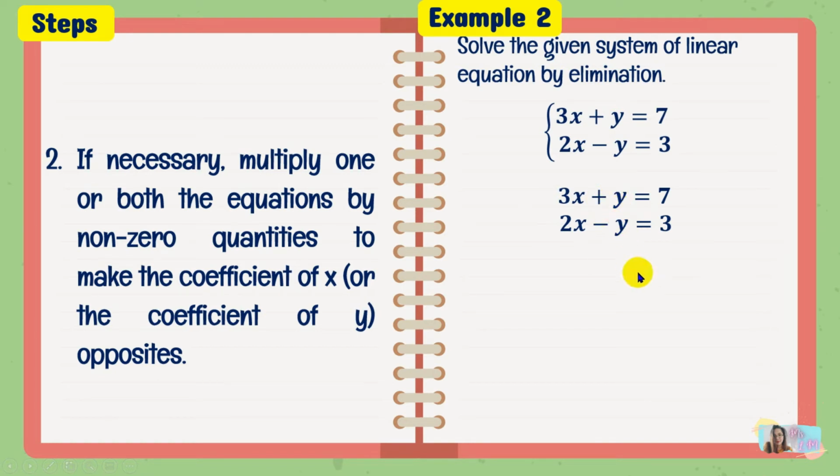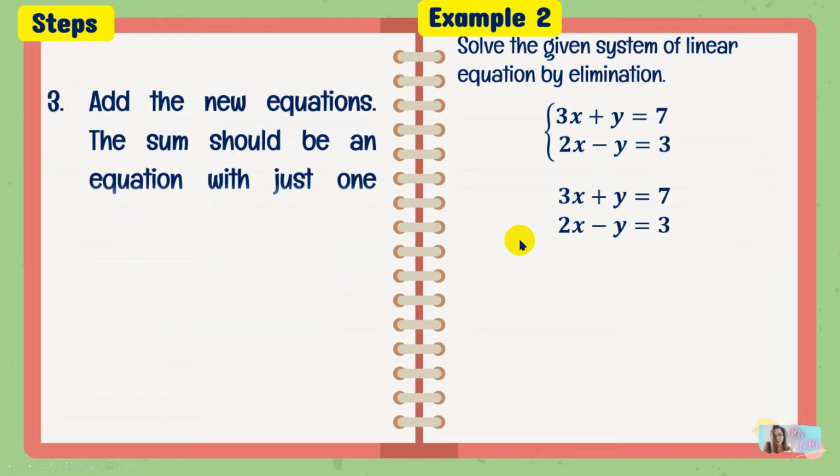Ano po? Hanapin nyo po palagi unang-una for step number 2 ay ang term na may numerical coefficient na 1. And meron tayo ditong y, isang positive, isang negative. So, wala na tayong multiply. Proceed na tayo sa step number 3. Add the new equations and the sum should be an equation with just one variable. So, i-add na natin sila.